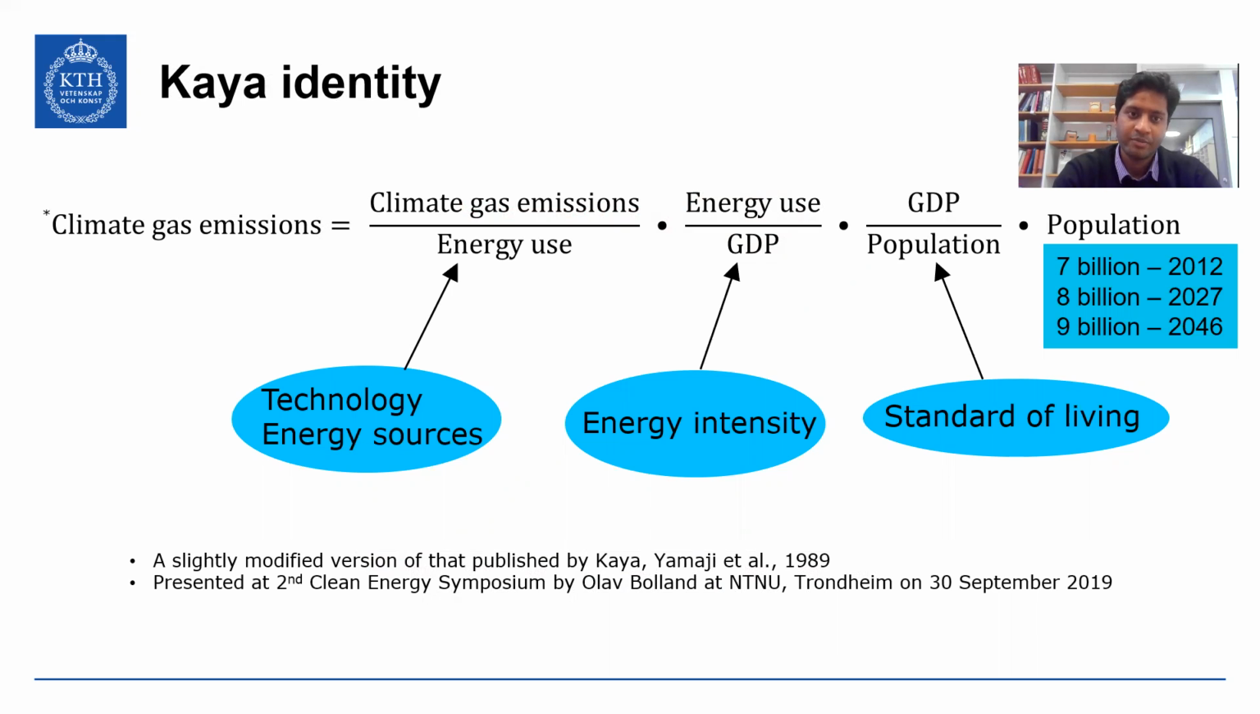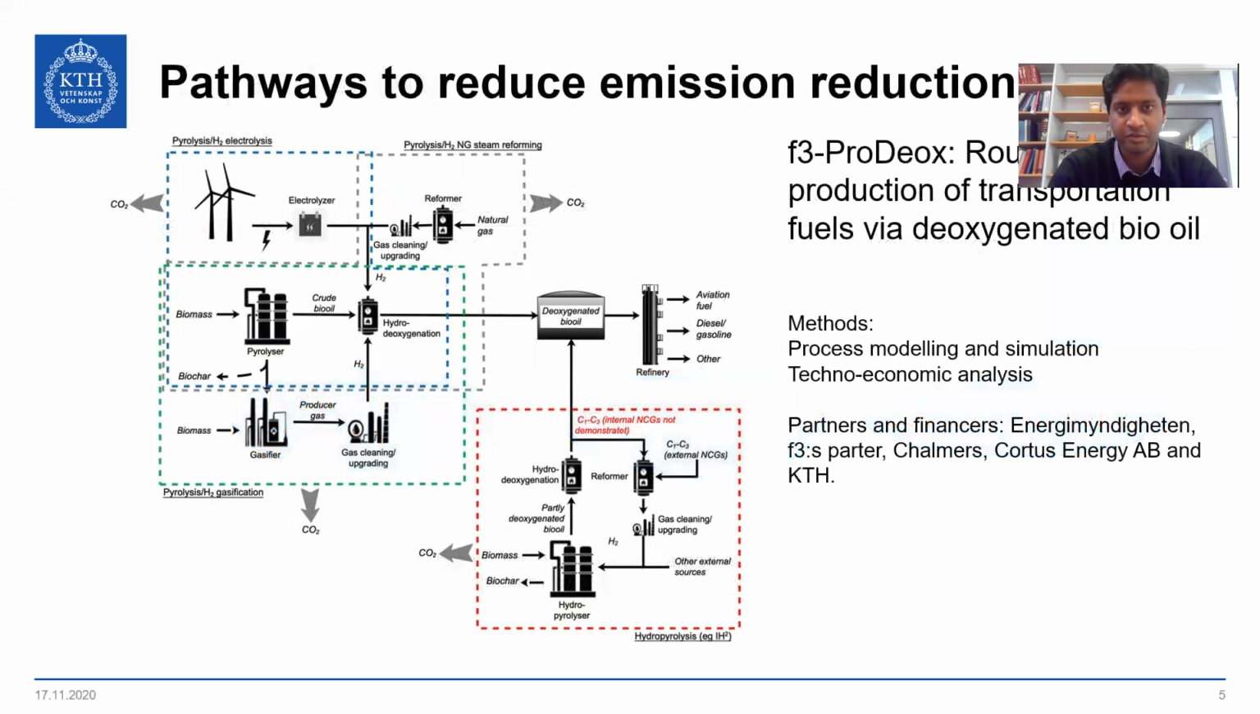When we speak about carbon capture, it falls in the first factor, where we are trying to emit less per energy use. Because if you have carbon capture and storage, then you're not emitting carbon dioxide to the atmosphere. And if all this fails, then we plan to remove the carbon dioxide from the atmosphere, and we'll come to that later. So the first project that we are working on in our group is about routes to produce transportation fuels from renewable feedstocks.